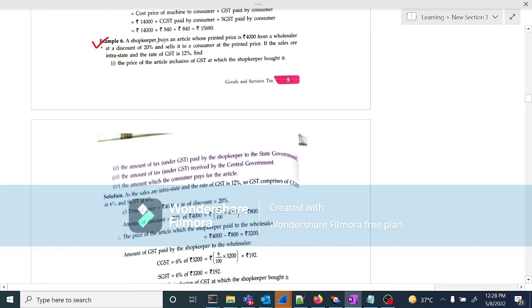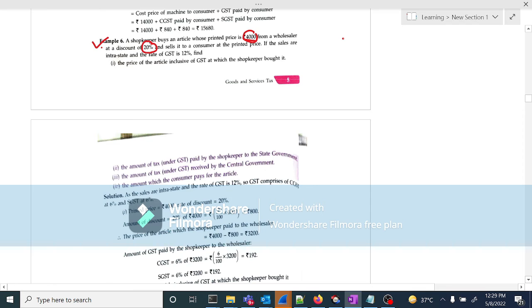So here comes our sixth example. A shopkeeper buys an article whose printed price is 4,000 from a wholesaler at a discount of 20%, and sells it to a consumer at the printed price. So he buys something whose marked price is 4,000 from the wholesaler at a discount of 20% and then sells it to the consumer at 4,000 only. So he is making a profit, right? What you have to figure out is the price of the article inclusive of GST. One by one we'll take it.